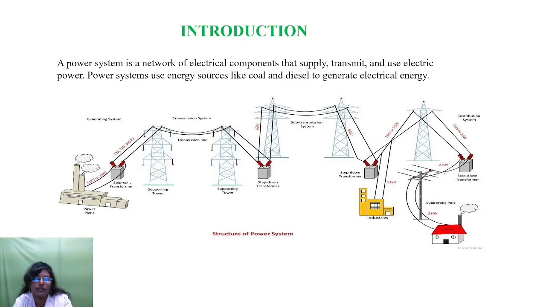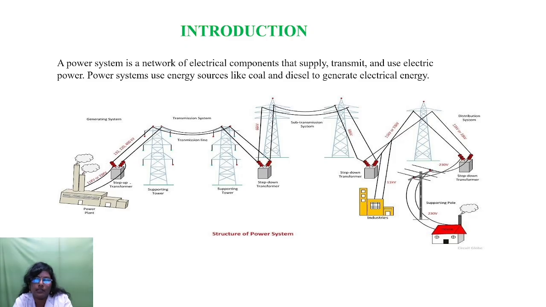On the transmission side there are two stages: one is primary transmission and the other is secondary transmission. In primary transmission we use the step-up transformer. With the help of the step-up transformer the power is stepped up and transmitted to the secondary side. Then in the secondary transmission the power is stepped down. On the secondary transmission and the distribution side we have the step-down transformer.